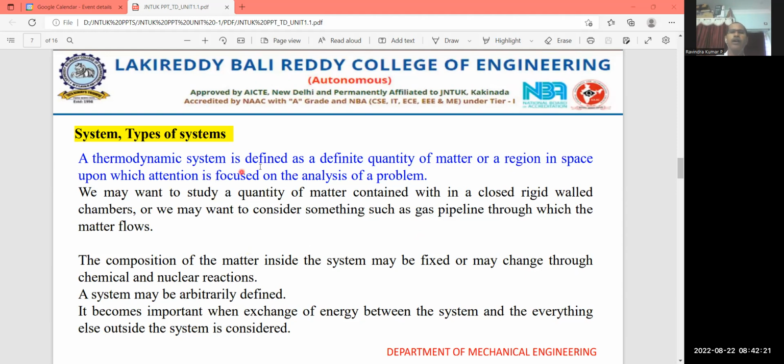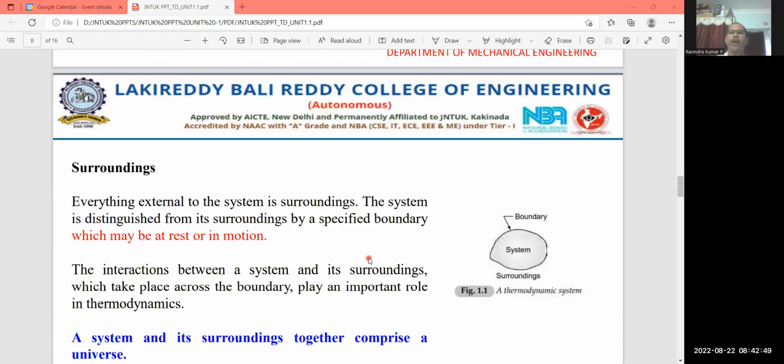That is why the system is defined as the quantity of matter or region in space upon which attention is focused in the analysis of a problem. For example, to study the quantity of matter contained within a closed rigid vessel, or to consider something such as a gas pipeline through which matter flows. These are examples of systems that you can analyze.